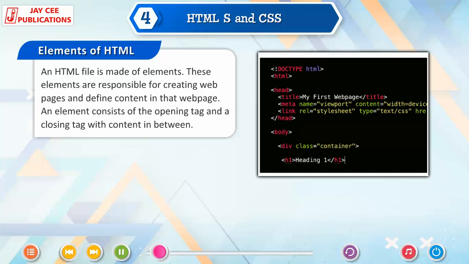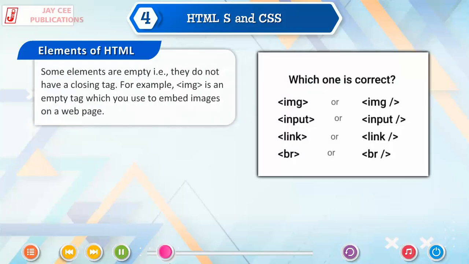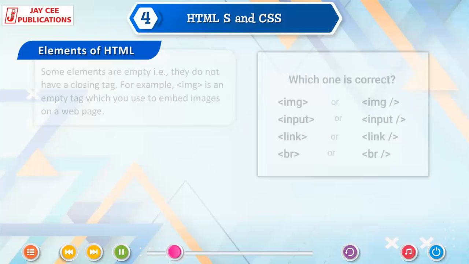An element consists of the opening tag and a closing tag with content in between. Some elements are empty, that is, they do not have a closing tag. For example, img is an empty tag which you use to embed images on a web page.